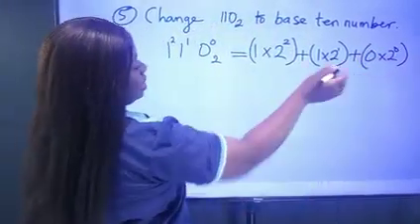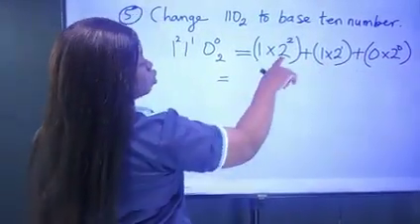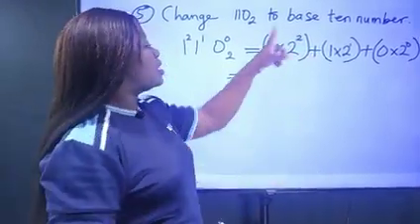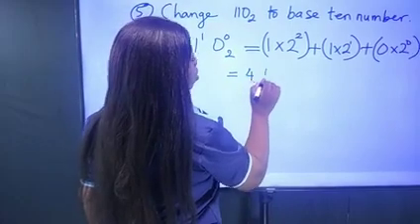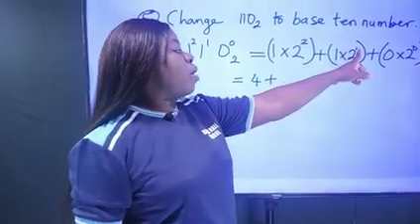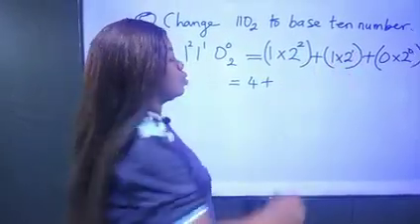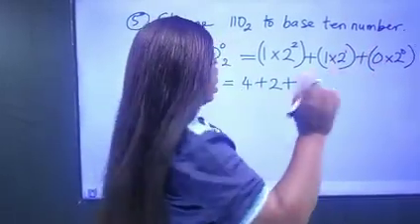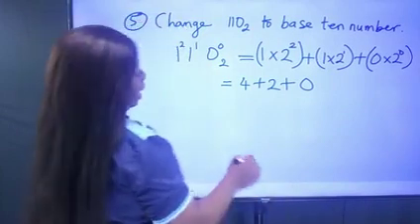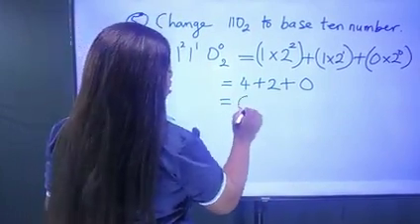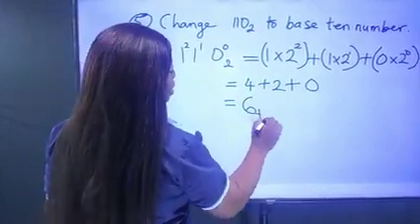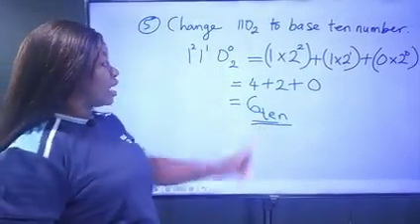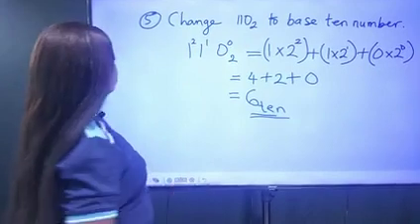So now let's simplify. That will be equal to 2 raised to power 2 means 2 times 2, which is equal to 4. So 1 times 4 will give us 4, plus 2 raised to power 1 is 2. 1 times 2 will give us 2, plus 0 times anything is 0. So now 4 plus 2 is equal to 6, which means our answer is 6 base 10. So we have been able to convert this to base 10, and that's the answer.